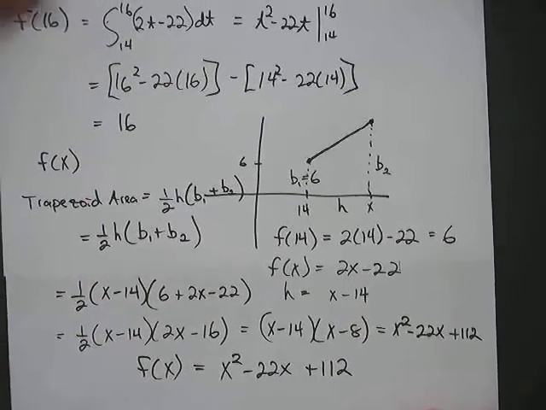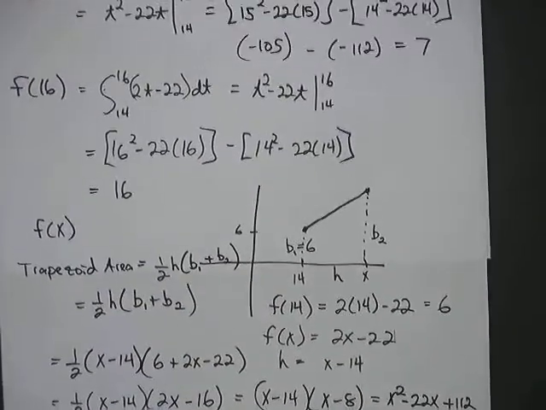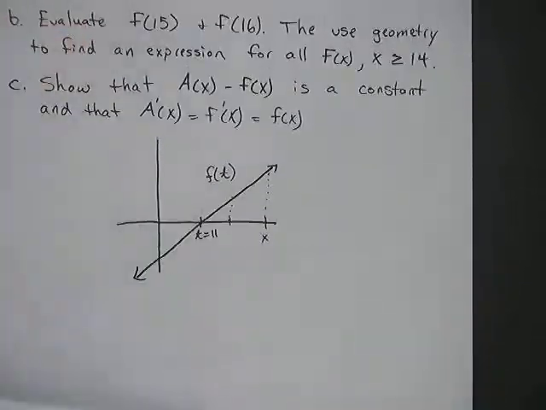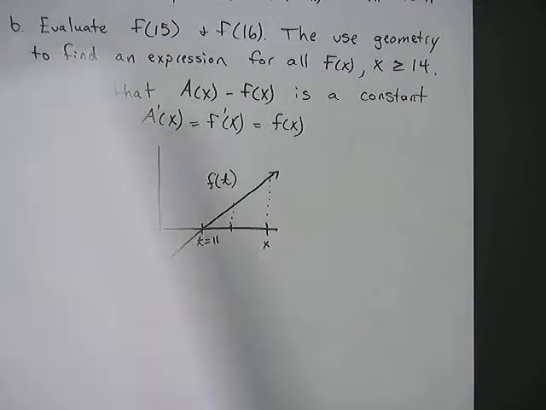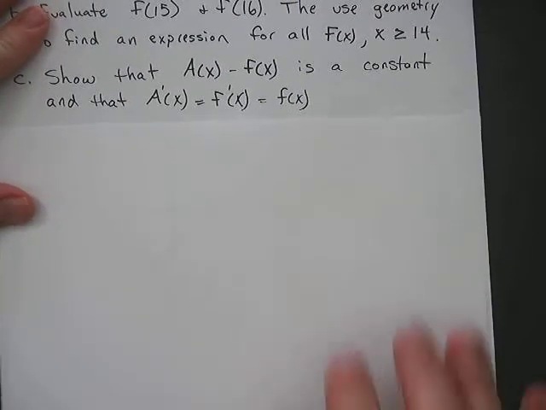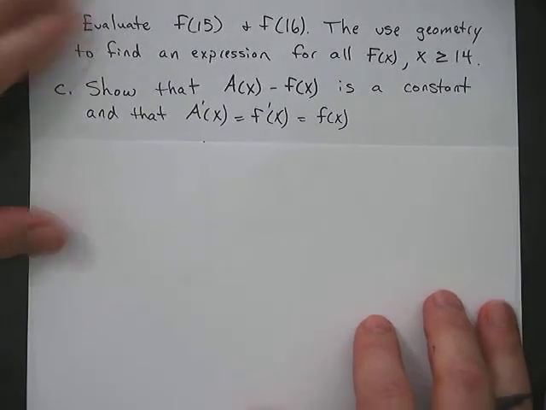Okay, almost done. Letter C is pretty quick and easy. It says, letter C says to show that A of x minus F of x is a constant. So that's pretty easy. All we need to do is plug in A of x, subtract F of x, and see if we get just a constant.